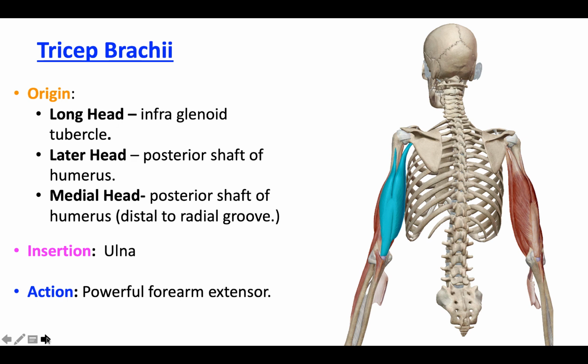Okay, next muscle, the Triceps Brachii. And remember, tri means three, ceps means head, and brachii is in reference to the upper arm. Okay, Triceps Brachii. Tri means that it has three heads: long, lateral, medial. The long head is going to originate from the infraglenoid tubercle, the lateral from the shaft of the humerus, and the medial from the posterior shaft of the humerus, but a little distal to the radial groove.